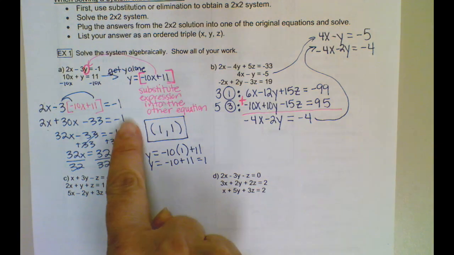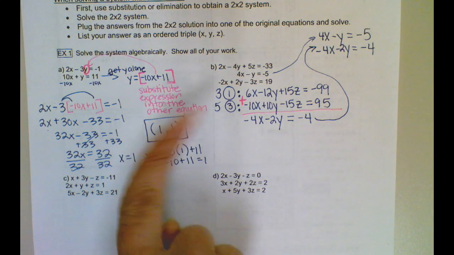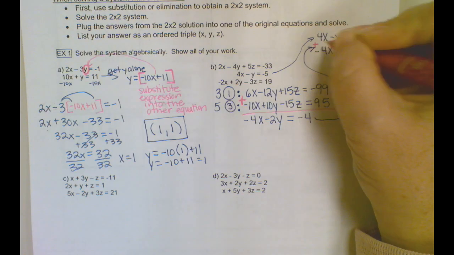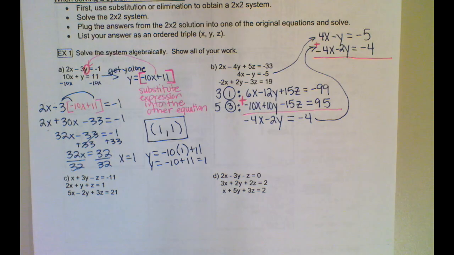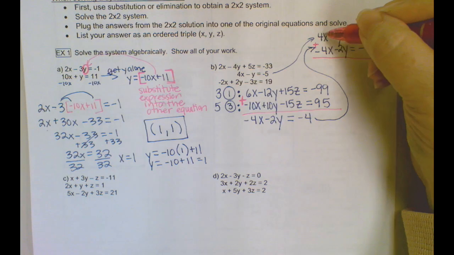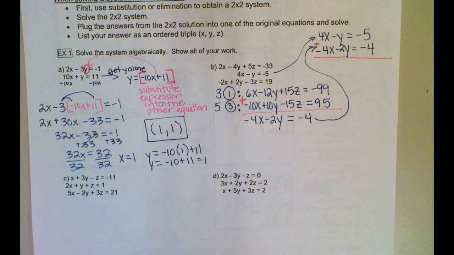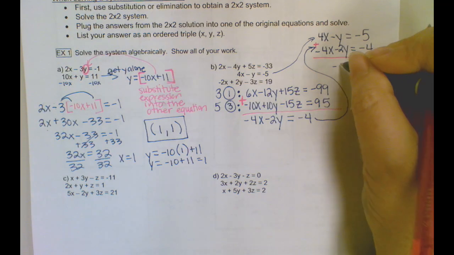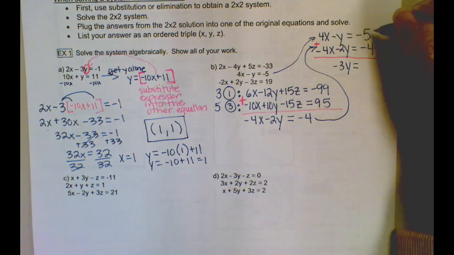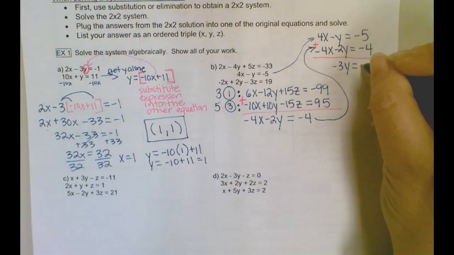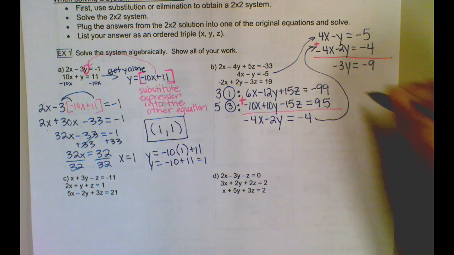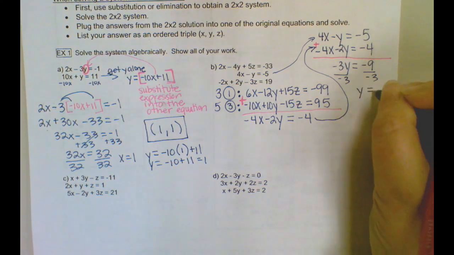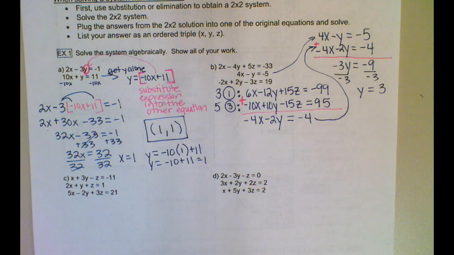I already reviewed the substitution method over here. You can solve your 2 by 2 however you want. But because they're already opposites, it's going to be much faster to use the elimination method because I add straight down and the x's go away. The y's, negative y plus negative 2y is negative 3y. And then negative 5 plus negative 4 is negative 9. So, again, solving for y, so divide by negative 3. y equals 3.